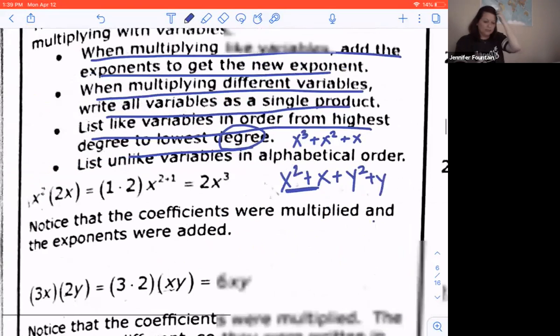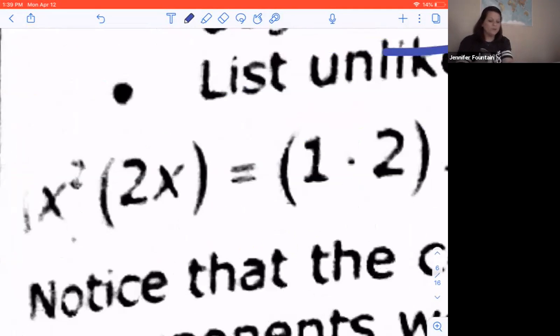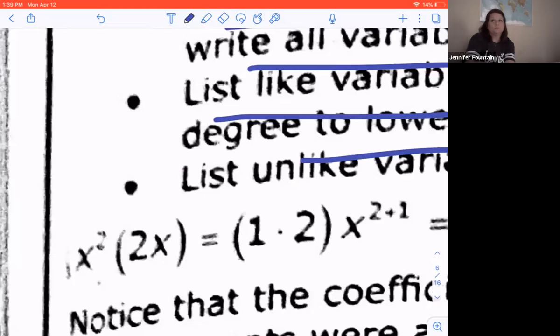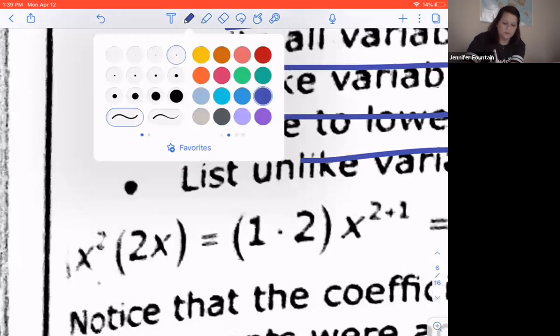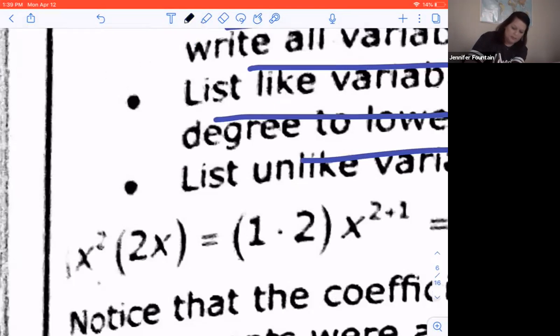All righty. So the example they gave us is x squared times 2x. Of course, my copy didn't come through very well, so let me clean that up a little bit. So it's x squared times 2x.